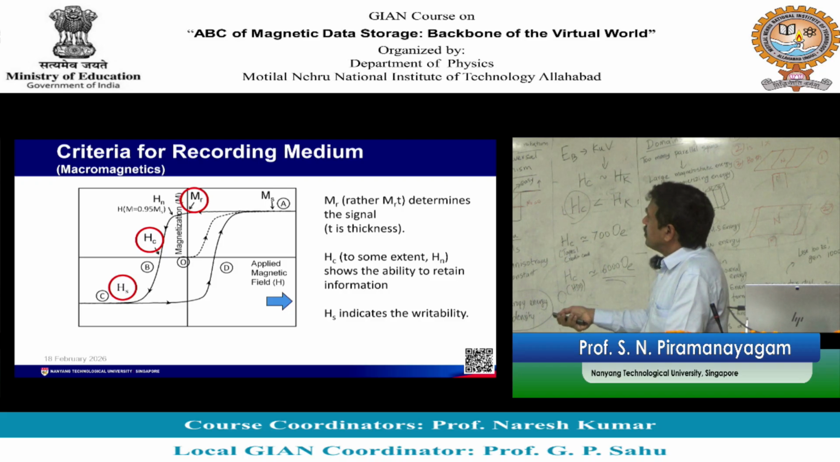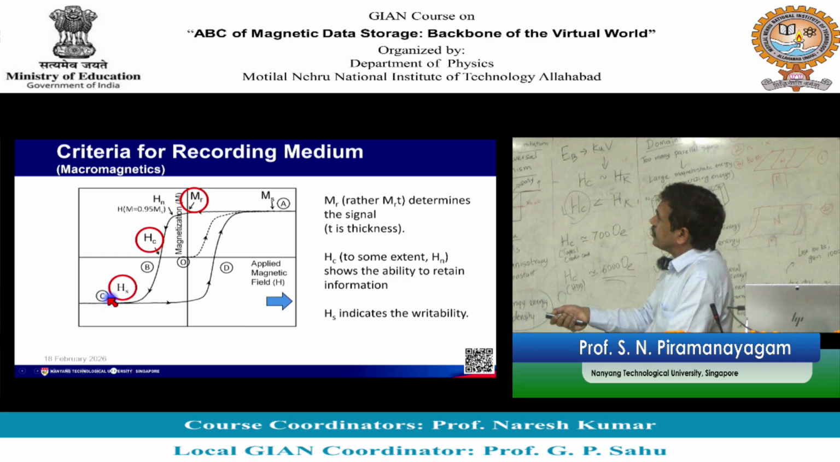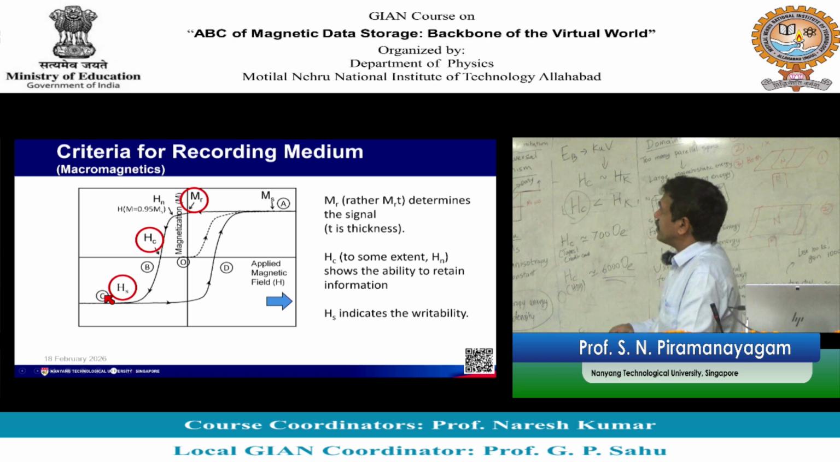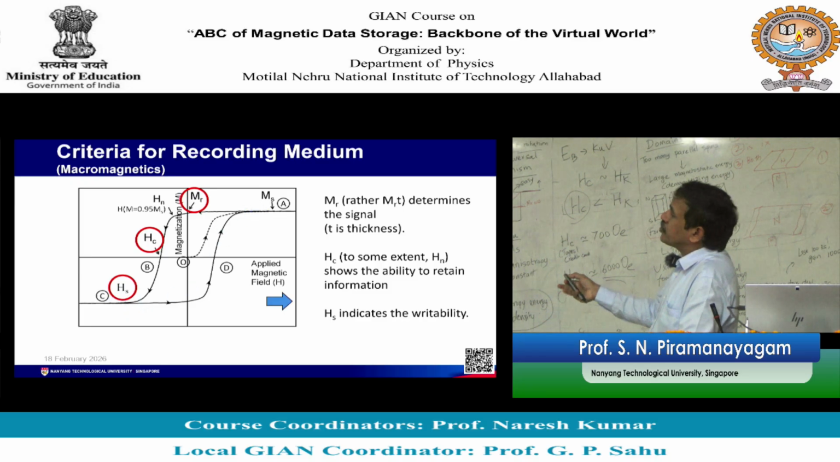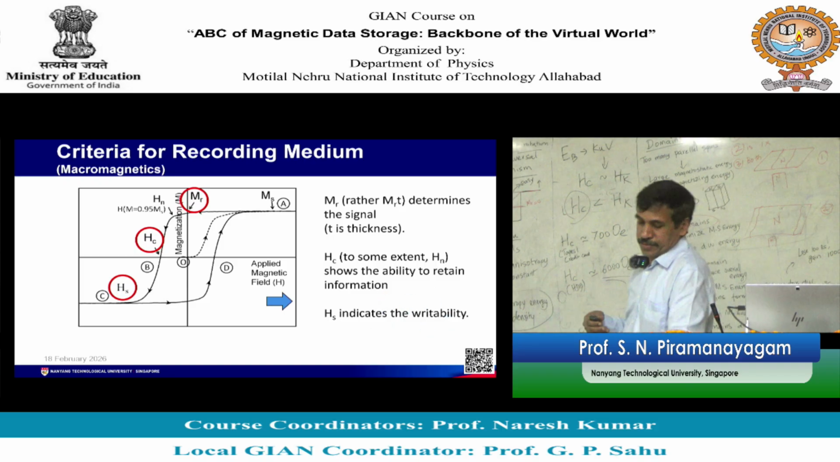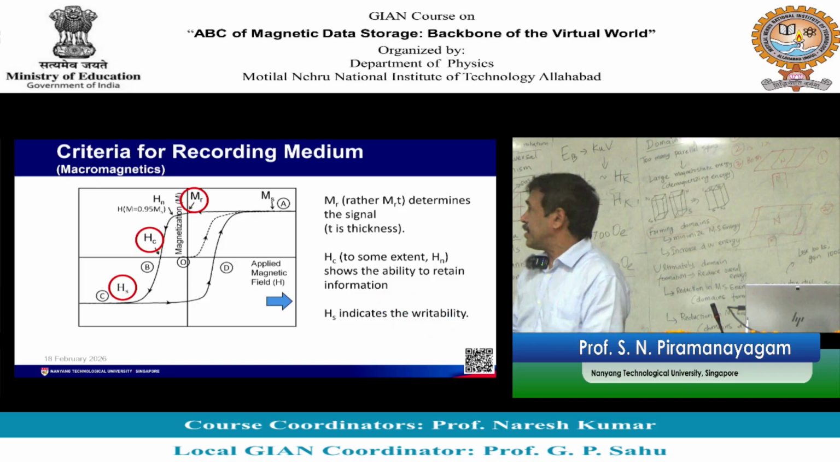Then HS: what happens when you apply a field as large as HS is that you can force all the magnetization in one particular direction. Let us say if you go from here to here, when you reach this point, all the magnetization is pointing in one direction. We call that the saturation field. So HS indicates how easy or difficult it is to write information.